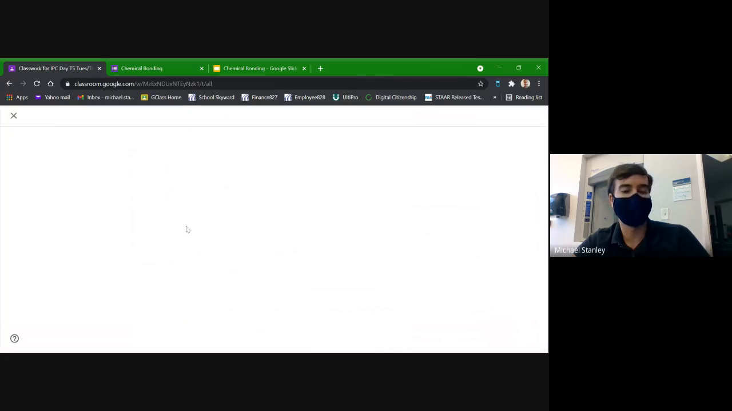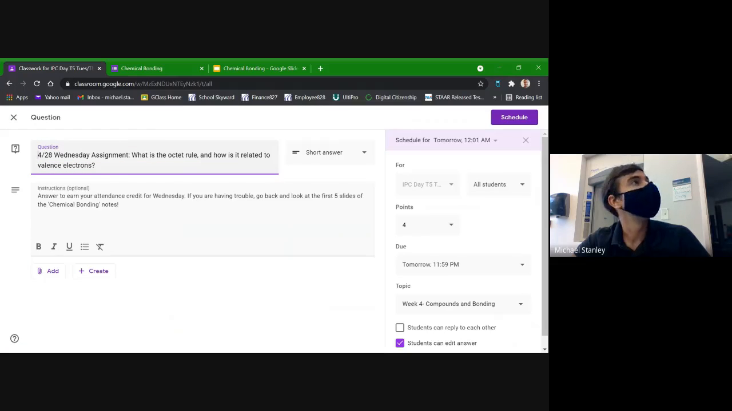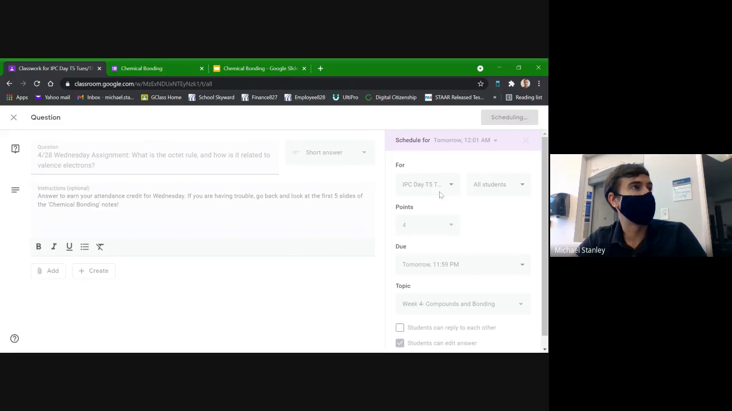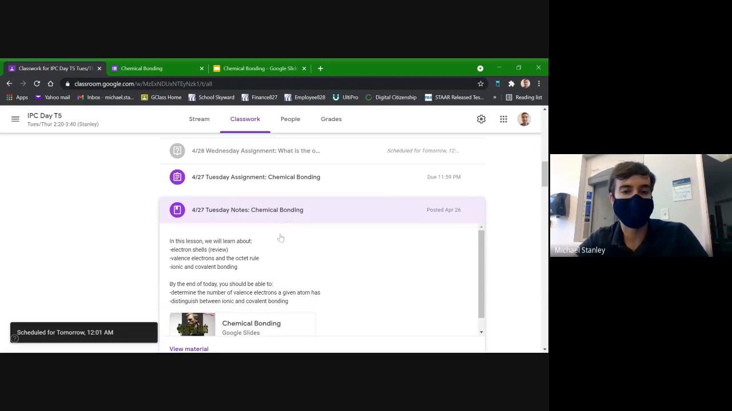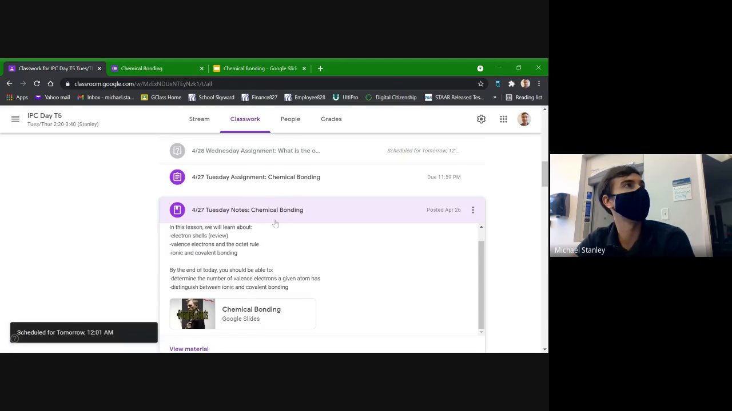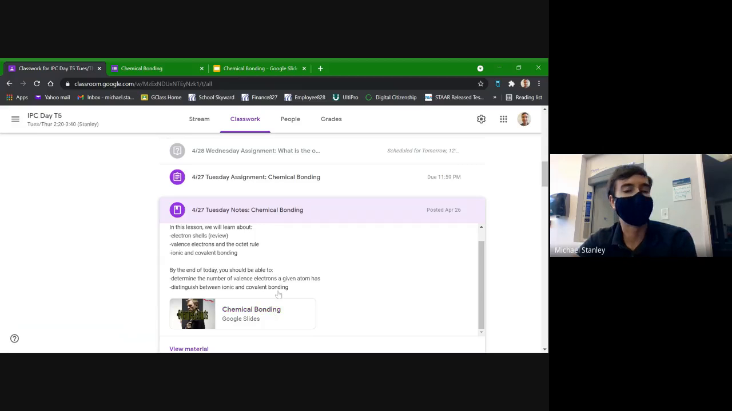And then tomorrow is just a daily question about the Octet Rule and valence electrons. Essentially, what is the Octet Rule and what does it have to do with valence electrons? Again, if you need a refresher tomorrow and these words sound familiar but you can't remember exactly what they mean, you can always go back and look at the chemical bonding notes that we just went over today, because they are posted now and forever right here. Today is 4/27, and you can find them in this little section of the Google Classroom right here.